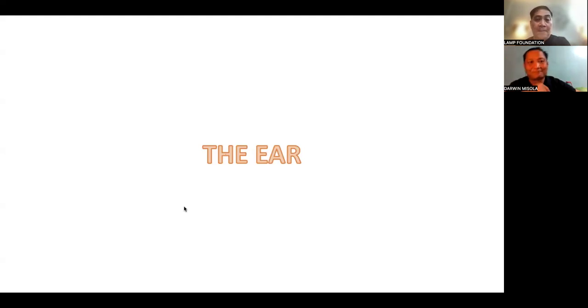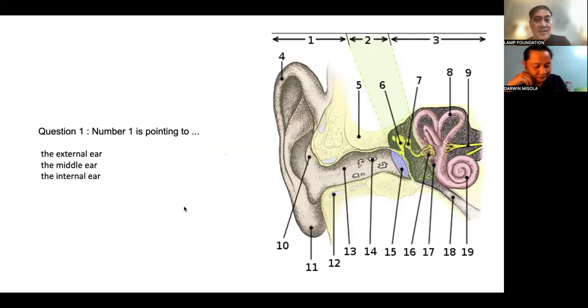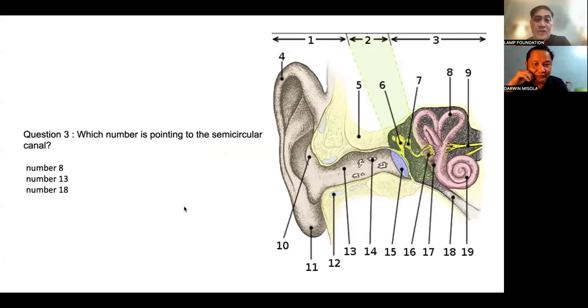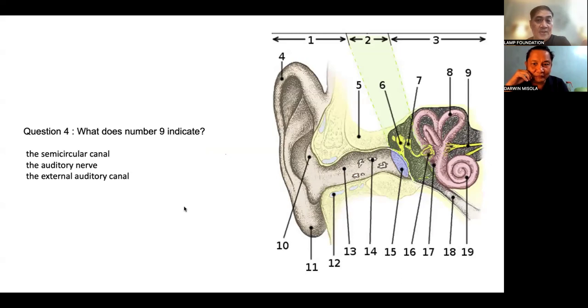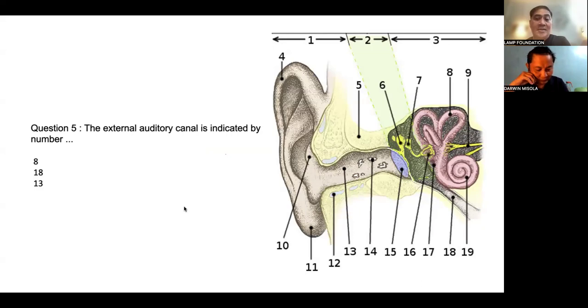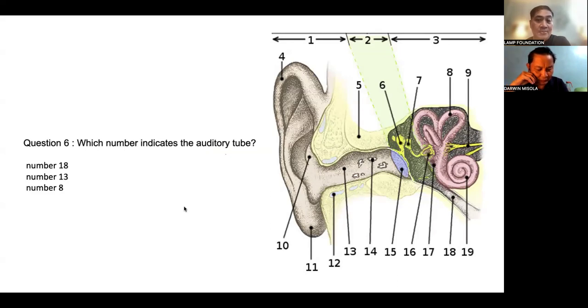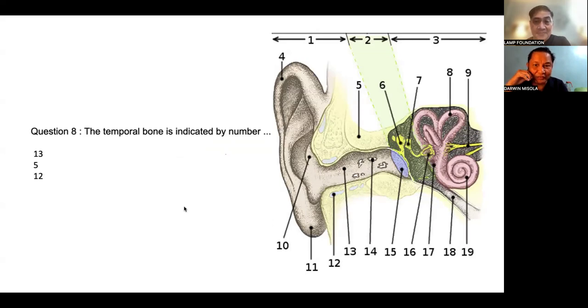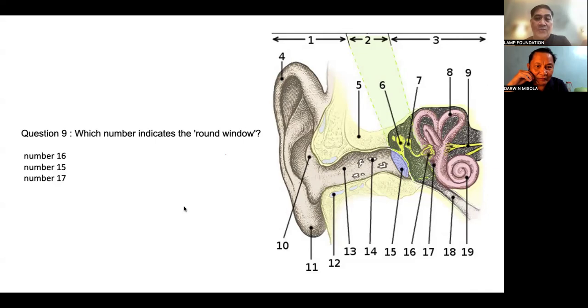Sir Darwin, are you ready? Ready po. Okay, let's go to the ear. Number one is pointing to? The external ear. What does number three indicate? Internal ear. Which number is pointing to the semicircular canal? Eight. What does number nine indicate? The auditory nerve. The external auditory canal is indicated by number? 13. Which number indicates the auditory tube? 18. Number two indicates? The middle ear. Temporal bone is indicated by number? 5. Which number indicates the round window?